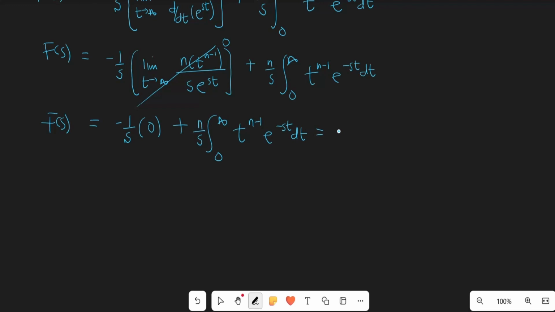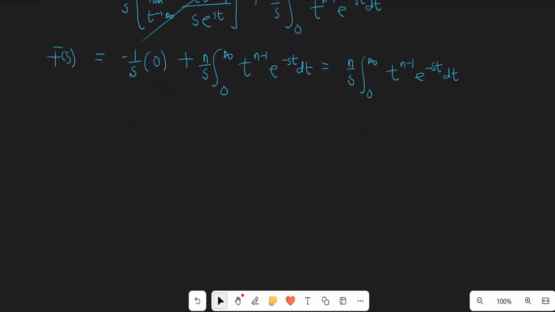So this is equal to n over s, the integral from 0 to infinity of t raised to the power n minus 1 e raised to the power negative st dt. Cool. So now what do we do next?